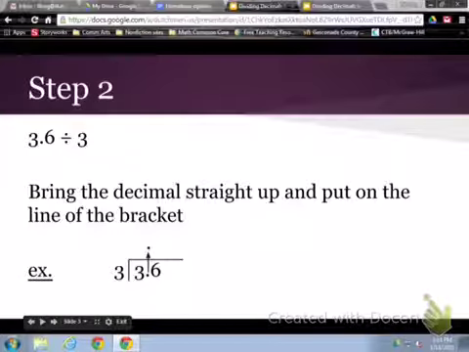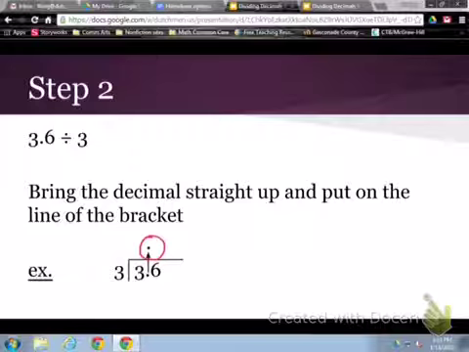Step 2 is you're going to bring the decimal straight up and put it on the line of the bracket. You do not move it left or right, it just goes straight up into your answer, and then you don't have to worry about the decimal anymore.